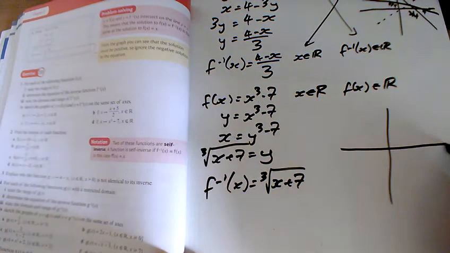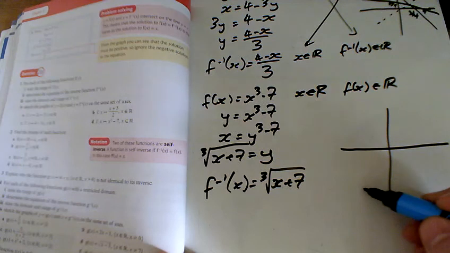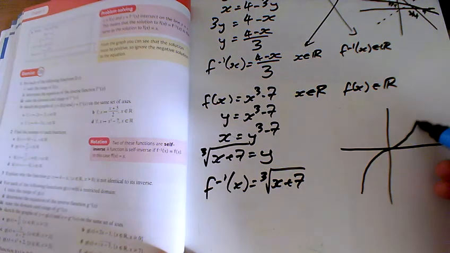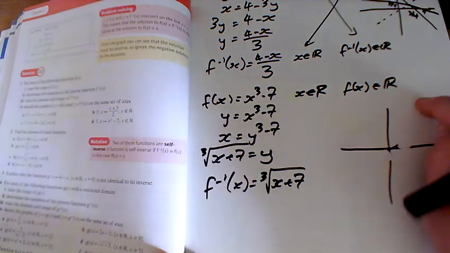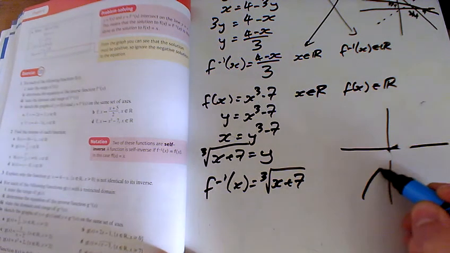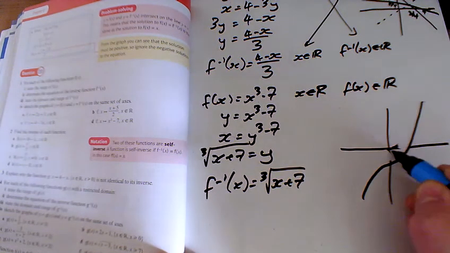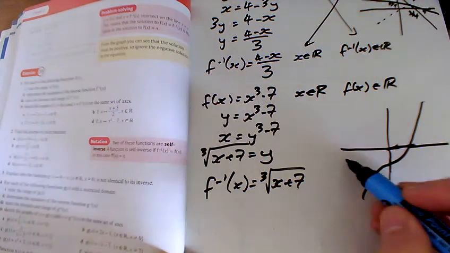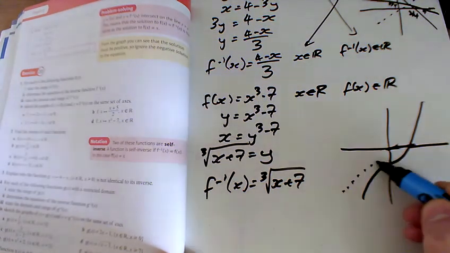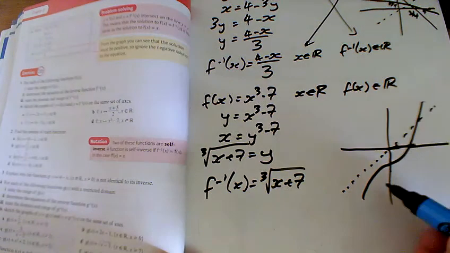Now, a bit more interesting graph this time. So the x cubed graph normally looks like this, but because we're taking away 7 from it, we're translating it 7 down, and it will now look like this. So here is my f of x graph here. And the inverse here, well, the inverse is easiest drawn just by putting the diagonal line in.